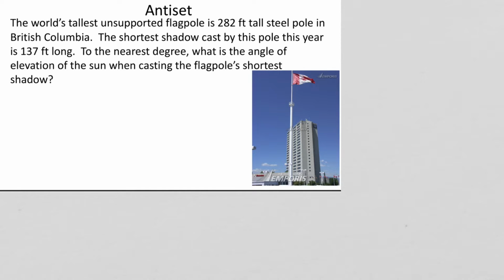Okay, in this lesson we'll be learning about ELR 8.5. Here is our warm-up for today. We have a flagpole, 282 feet tall. The shortest shadow cast by this pole this year is 137 feet.